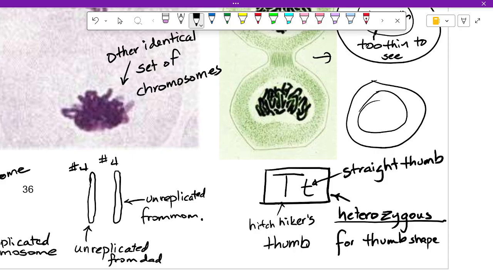And what if it was little t, little t? What if we had the same ones? That would be homozygous.